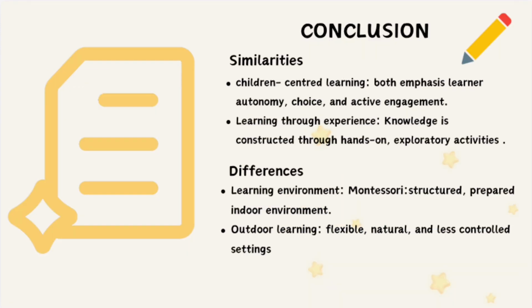In conclusion, Montessori and outdoor learning are similar because both focus on children. They encourage children to be active, make choices, and learn by doing. However, they are also different. Montessori learning is usually more structured and uses prepared indoor materials. Outdoor learning is more flexible, natural, and less controlled. Overall, both methods are valuable, but they provide different learning experiences.